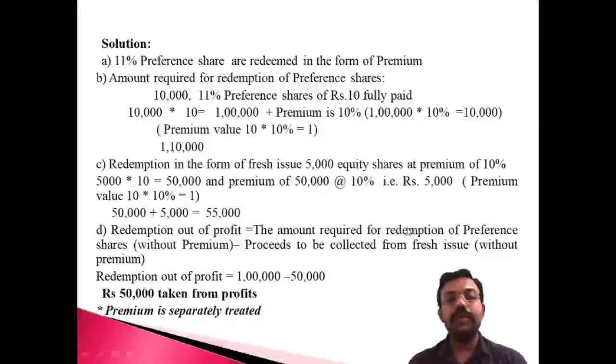That is the amount required for the redemption of the preference shares without premium, that is 1 lakh, minus proceeds collected from the fresh issue of shares without premium, so that is 50,000. So the balance taken from the profit, that is 50,000, is taken from the profit. This is a very important calculation. This calculation should stay in our mind. Because there is a very important clause: the premium is separately treated.